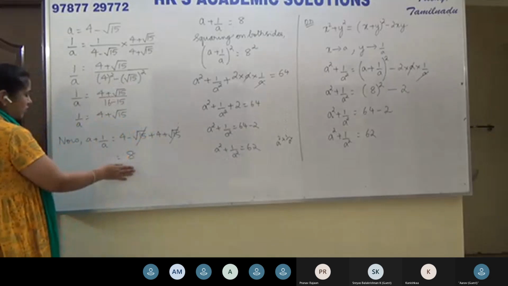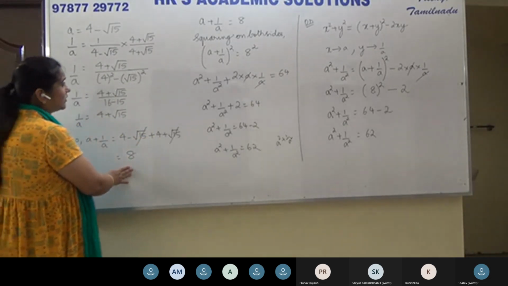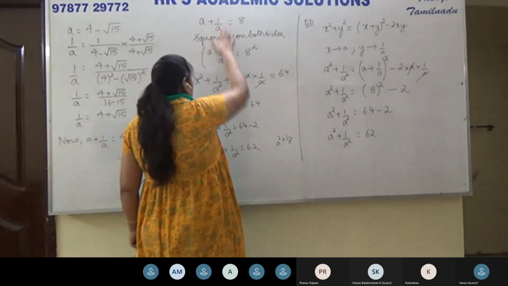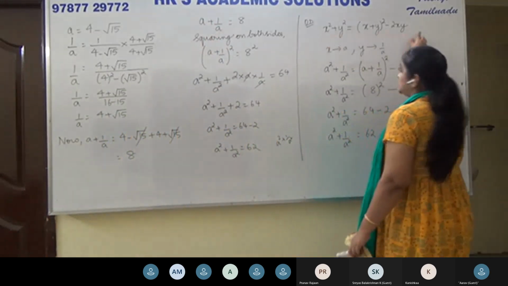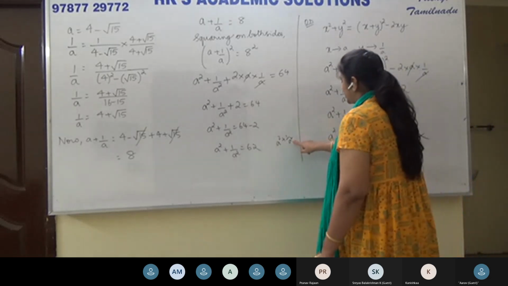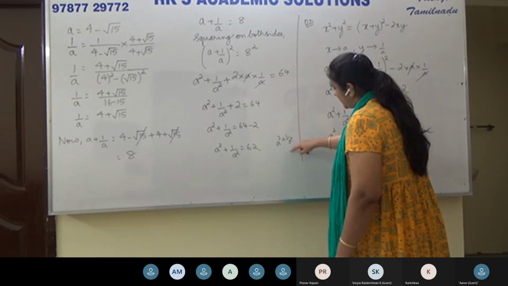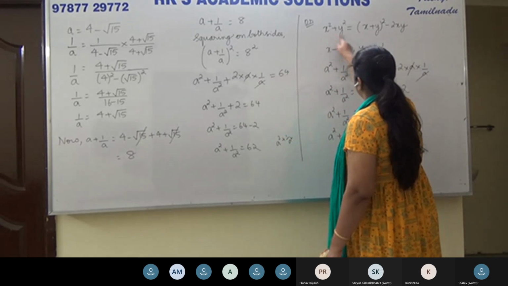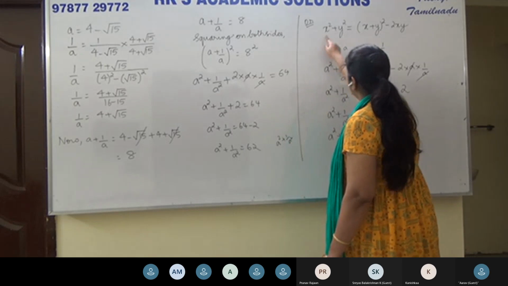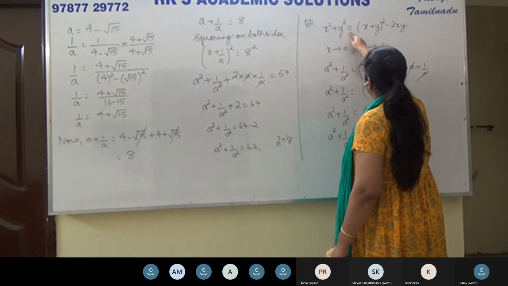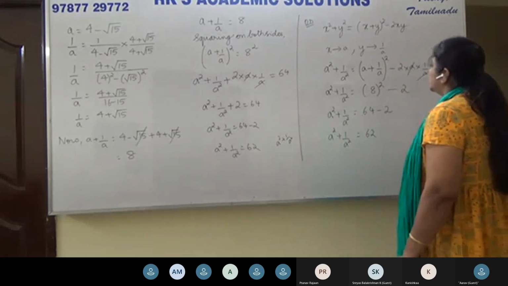Otherwise, after this point, I hope you're all listening to me. After this, we have a plus 1 by a is equal to 8. After this, you can either work it like this or follow this one. Write out the identity. Since you have to find a square plus 1 by a square, you should write a relevant identity. This is like x squared plus y squared. How do you find x squared plus y squared? You can find it by using this one, (x plus y) the whole square minus 2xy.